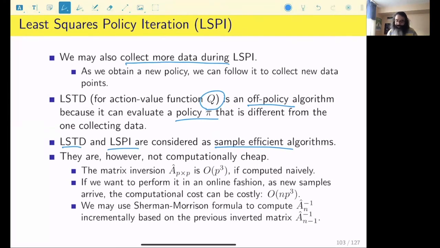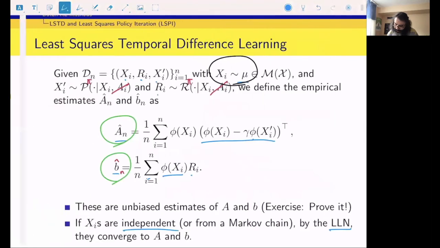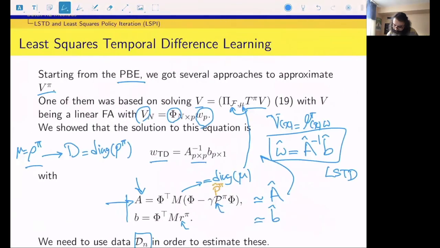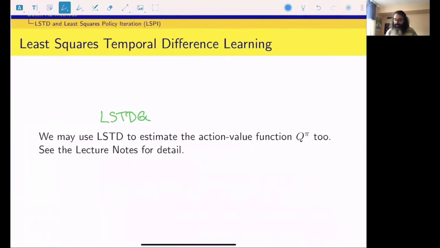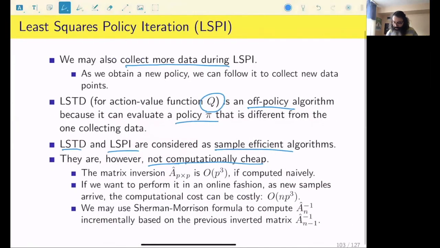But one potential issue of LSTD and LSPI is that it is not computationally cheap, because it requires a matrix inversion. So we had this matrix inversion here. If matrix A is P by P, and we do it naively, it would be of order P to the power of 3. So the order of that computation is P cubed.